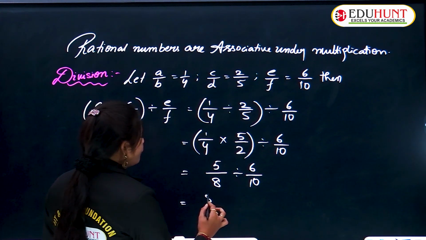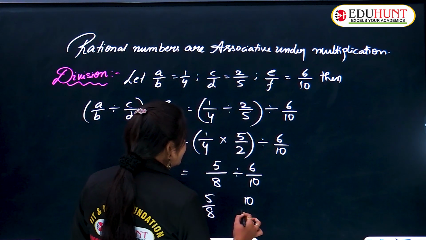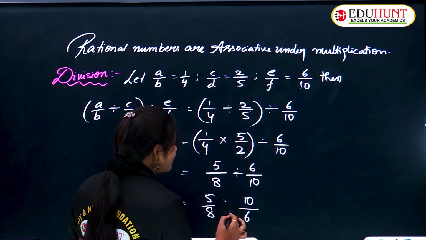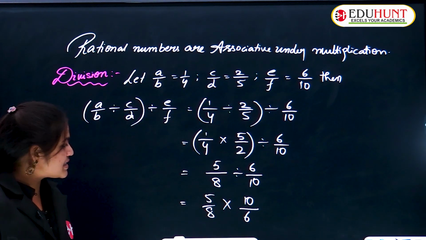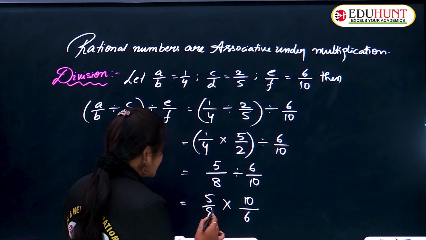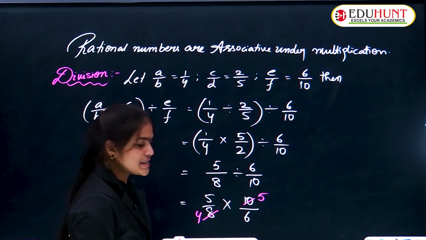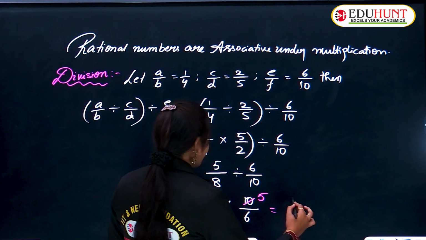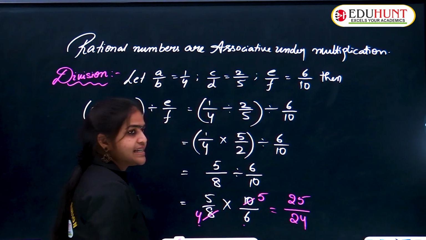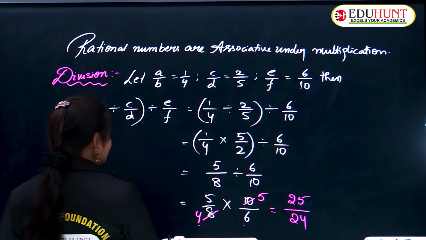Again division: 5 by 8. This one becomes a denominator only, no? In the denominator we have a fraction, so that becomes a reciprocal and the division symbol becomes a multiplication. Now are cancellations possible, ma? Just see, cancellations are possible now here. 2 fours are 8, 2 fives are 10. Is there any other cancellation? Not possible. 5 fives are 25, 6 into 4, 6 fours are 24. What is the answer here? 25 by 24.